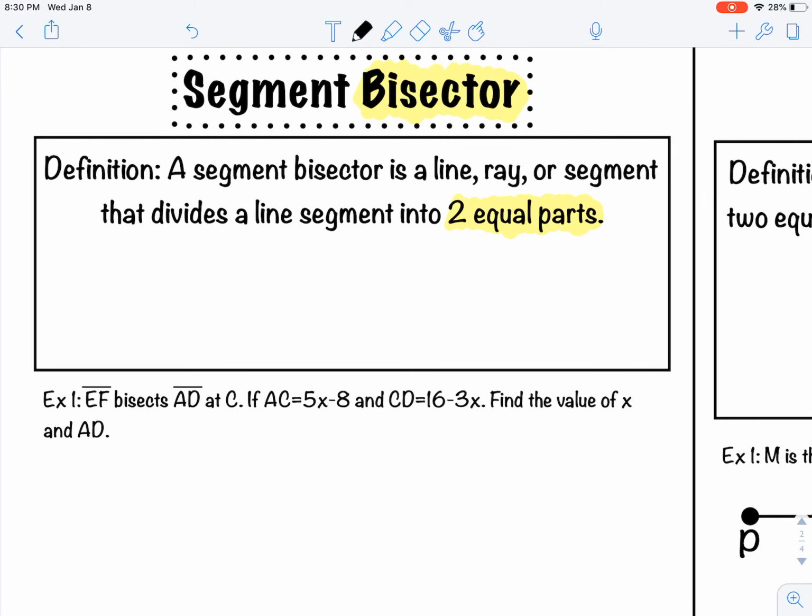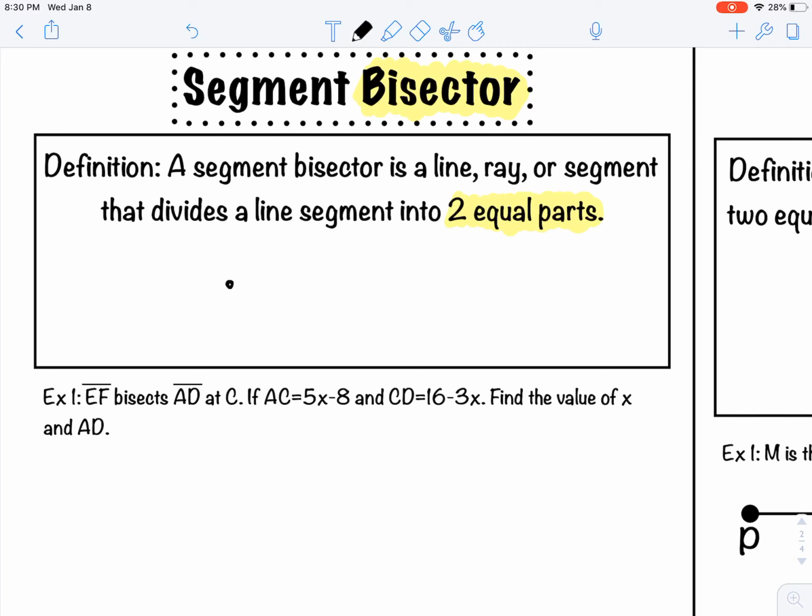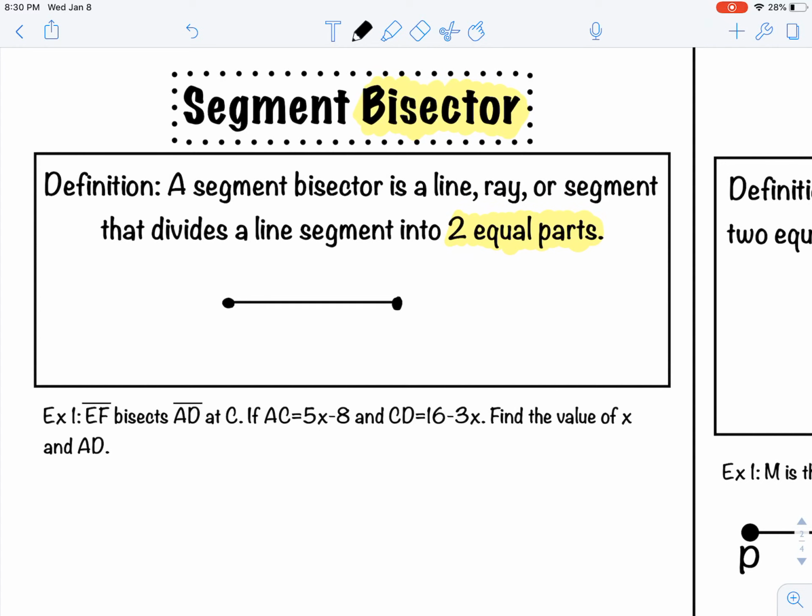All right, so let's kind of draw a picture of what this is supposed to look like. I'm going to draw a line segment because they do talk about the line segment in there being divided into two equal parts. So we're going to draw a line segment right here. Boom. Okay, so this next part. A segment bisector is a line, ray, or segment that divides a line segment into two equal parts.